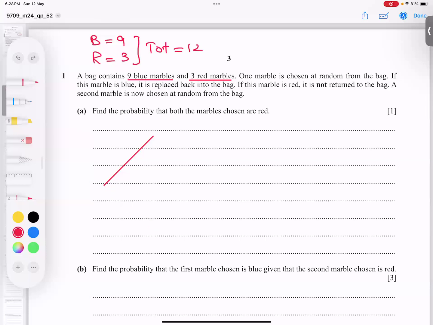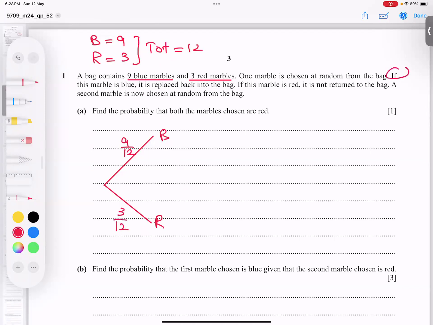So this is a possibility, if it comes red or blue. I write blue up, no problem, and red here. He's saying, what are the chances of blue? Naturally 9 out of 12. And the chance of red is 3 out of 12.